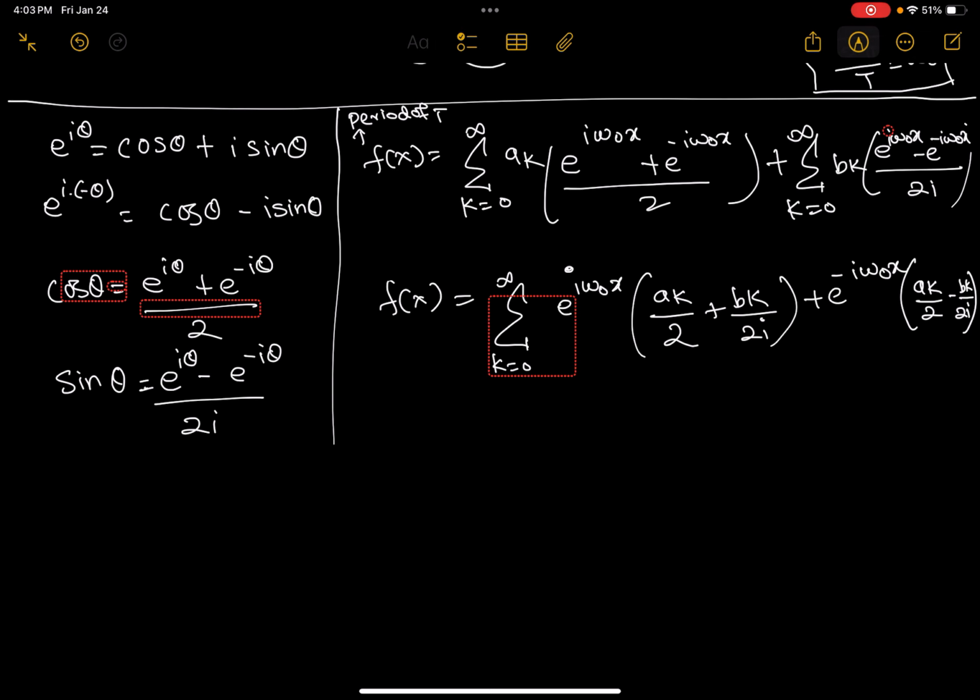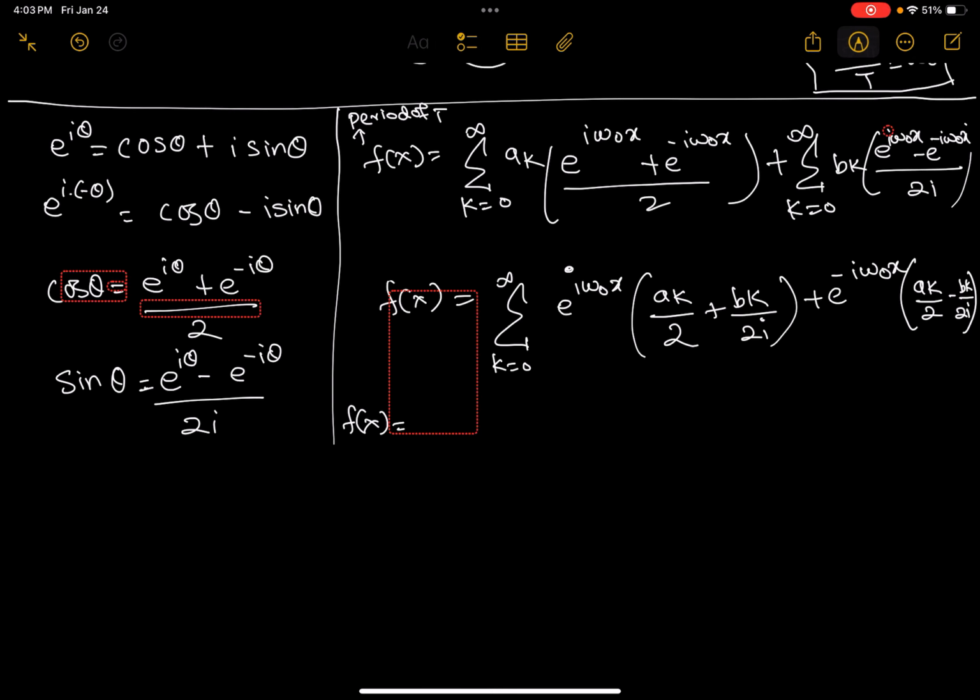Notice that I will be breaking this into two sums again. Let me just break it again. There's some reason for doing that, which I will show you.